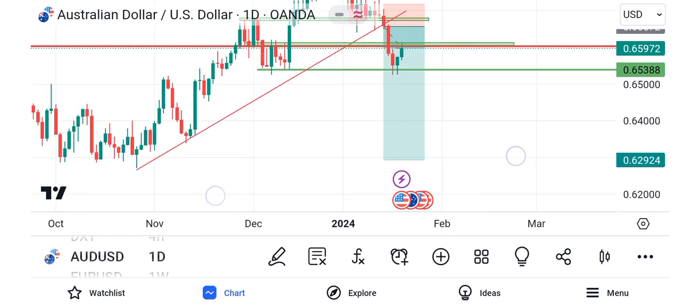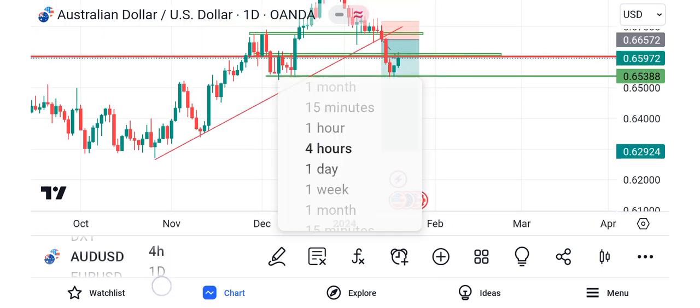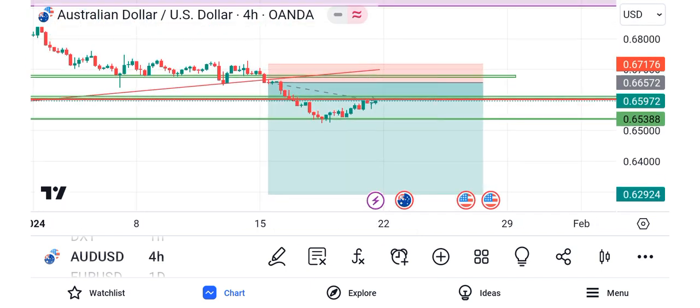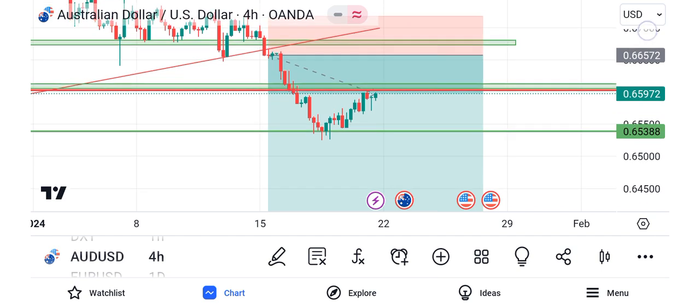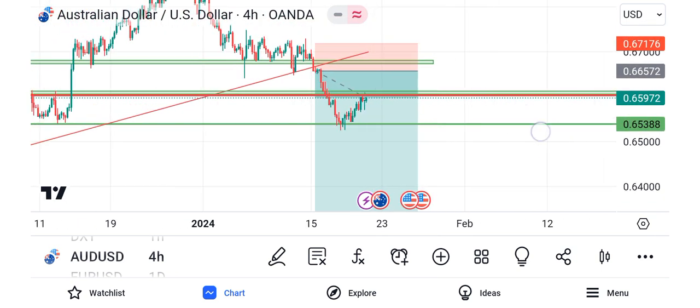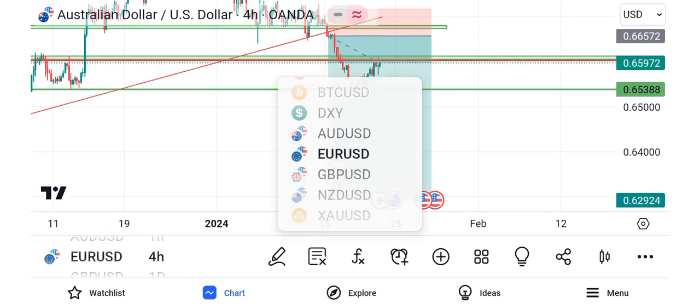If I see the market rejecting from that zone, you can scale down to your 4 hours time frame and find a better entry, a refined entry from that zone. So guys, without wasting most of your time, let's go to Euro USD.